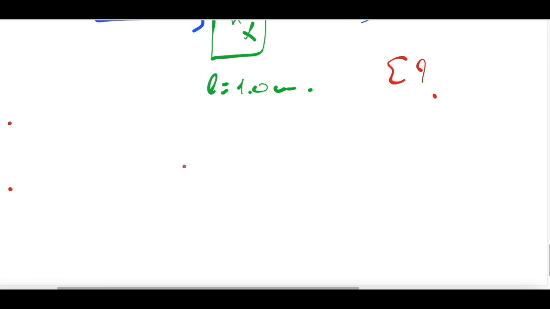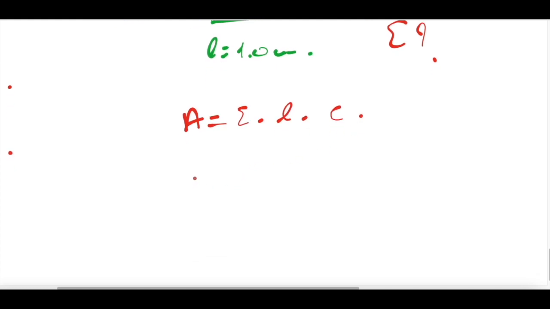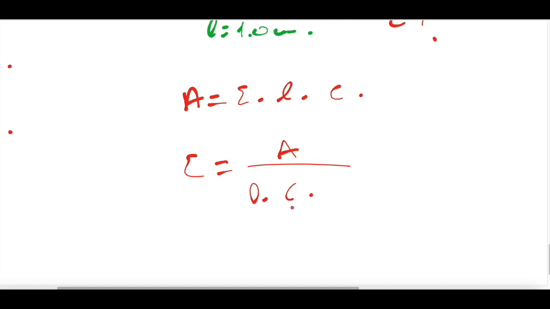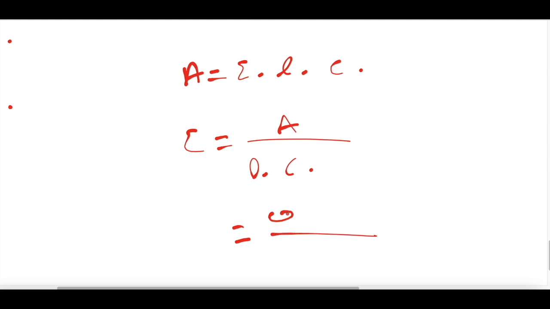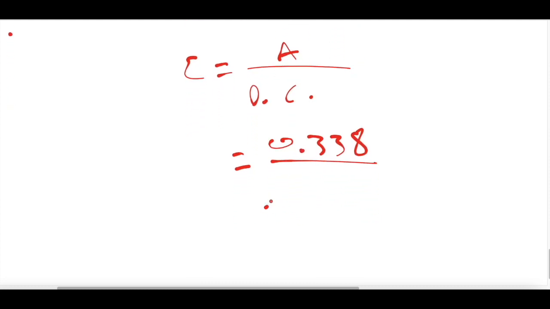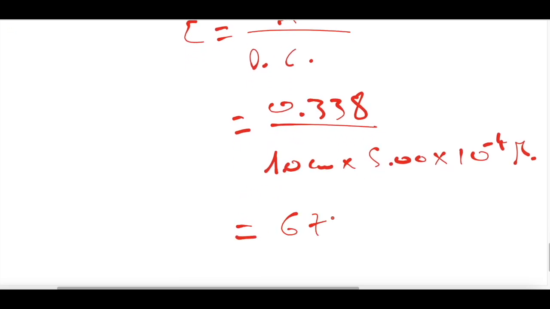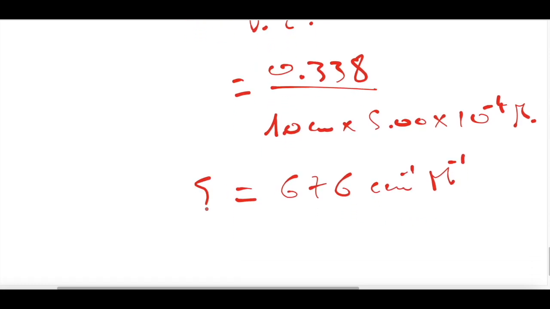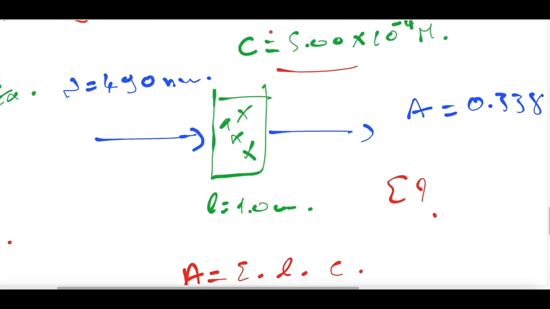Here we write Beer's law, which is A equals epsilon times L times C. So the molar absorptivity of this analyte is equal to A over L times C. If L is in centimeters and C is the molar concentration, A is unitless and is equal to 0.338 over 1 centimeter times 5 times 10 to minus 4 M. The result is 676 cm to minus 1 M to minus 1. Here is the molar absorptivity of this analyte in this solution.